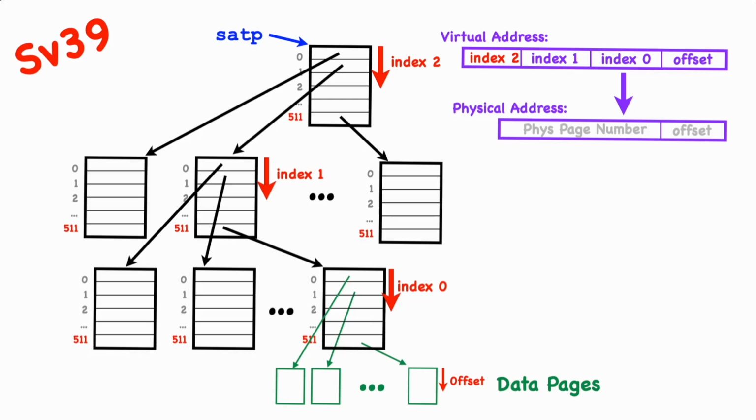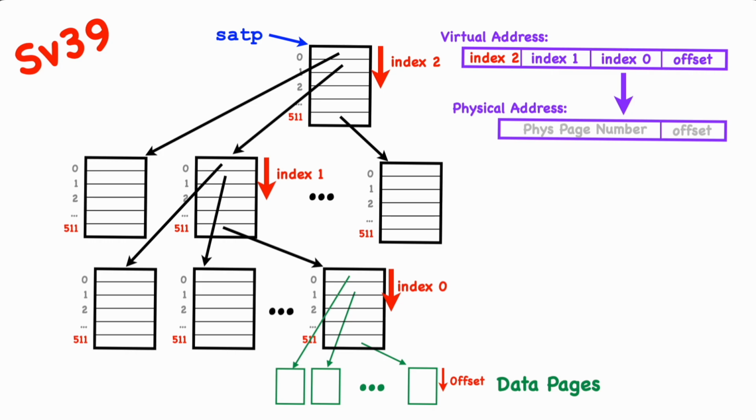The memory management unit will use virtual page number part 2 as an index into the root node to get the page table entry that points to the next level. Then it will use virtual page number part 1 as an index into the node at the middle level of the tree. And then it will use virtual page number part 0 as an index into the node at the bottom level of the tree. And finally, it'll get a leaf page table entry which contains the address of the data page, and it will use the offset to index into the data page itself in order to access the data.